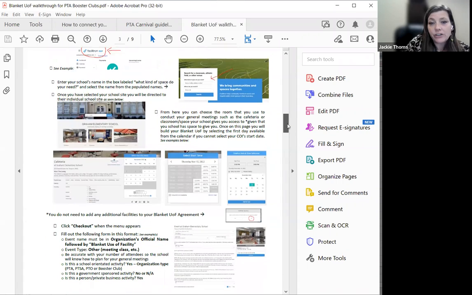Once you have your reservation entered, you'll choose the first day. If you can't choose the first day, just choose the very first day that you can reserve it. And make sure that you name it blanket use of facility, because there's great text search features in Facilitron, so that when your bookkeeper has to pull up those reservations for their audit, they'll be able to just do a quick search for blanket use of facility, and all of them will come up for the school year.